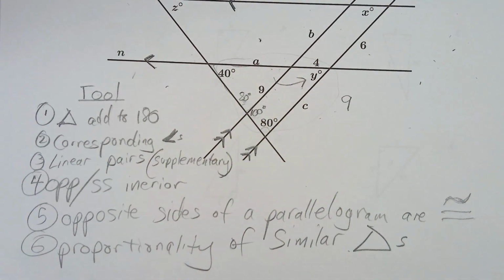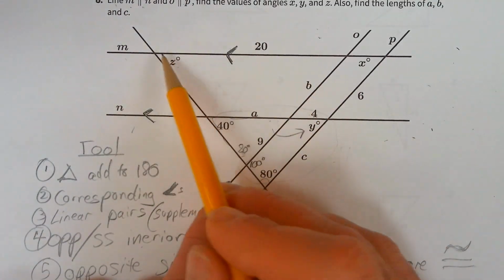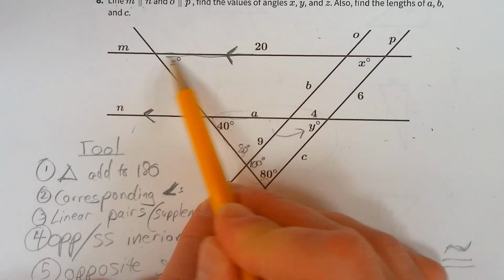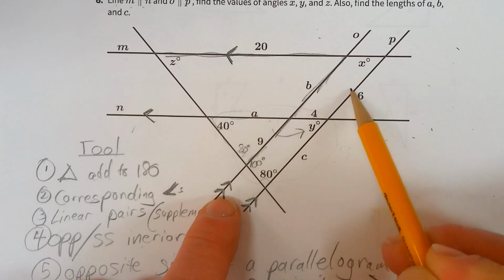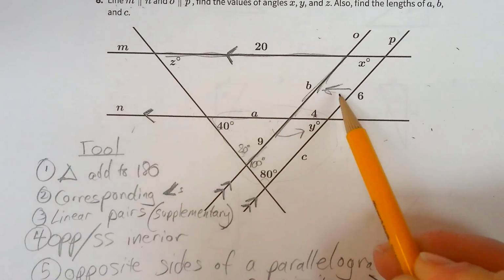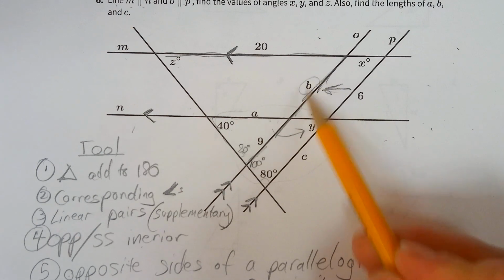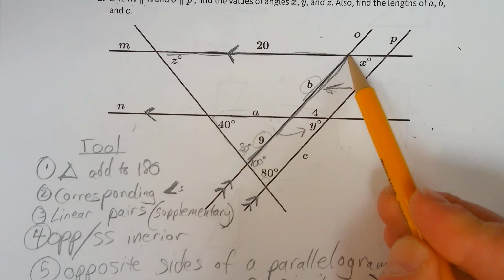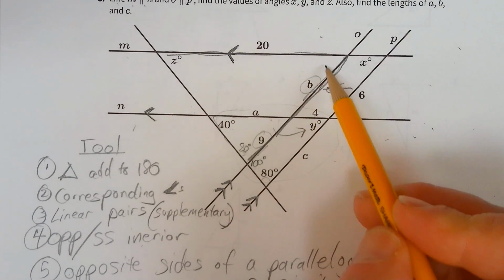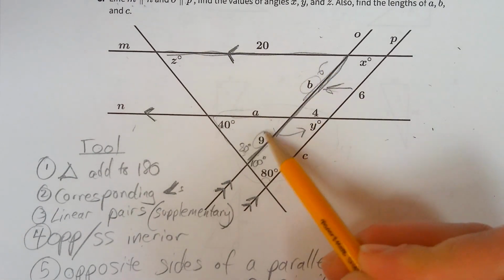Pause the video. Okay. I figured it out. It's this huge side. Thanks to Mr. Lundy. You can actually figure out this. This is the opposite sides of the parallelogram, so you know what B is. B plus 9 is this long side. So that's 15.